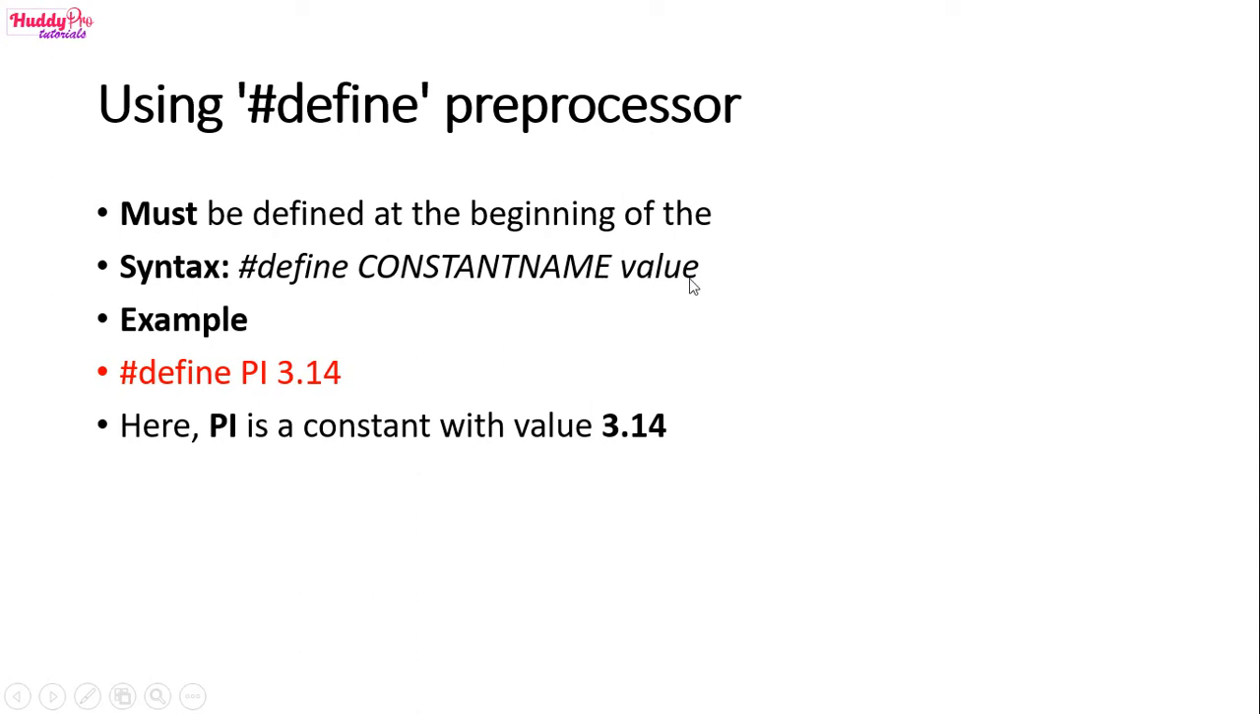So here we don't use the assignment operator, just like in this example when we say #define PI and then we give it a value of 3.14. So here we are declaring a constant called PI using this define preprocessor directive, and we are assigning it a value of 3.14 without using the equal to assignment operator. So here this PI is a constant with a value of 3.14.